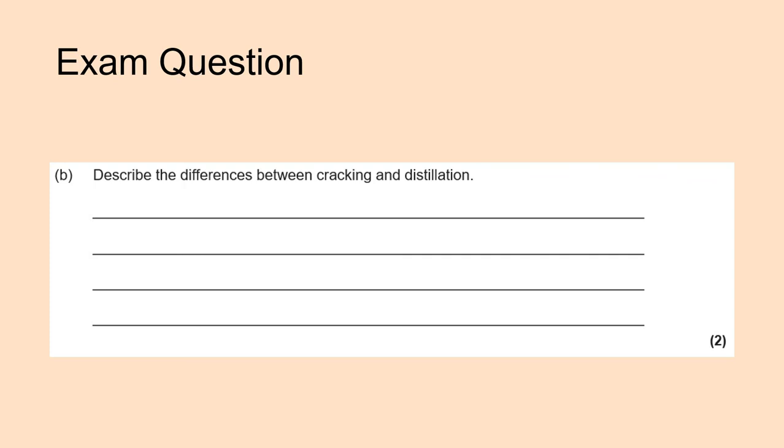Okay, so with a describe the differences question, we need to be clear when comparing the differences between the two processes. For example, it is not enough to say that cracking involves a catalyst. We need to say that cracking involves a catalyst, but distillation does not. This makes it clear to the examiner that we know the difference between the two processes and don't just know about one of them. The second mark is gained for saying that cracking involves a chemical change, while distillation does not.